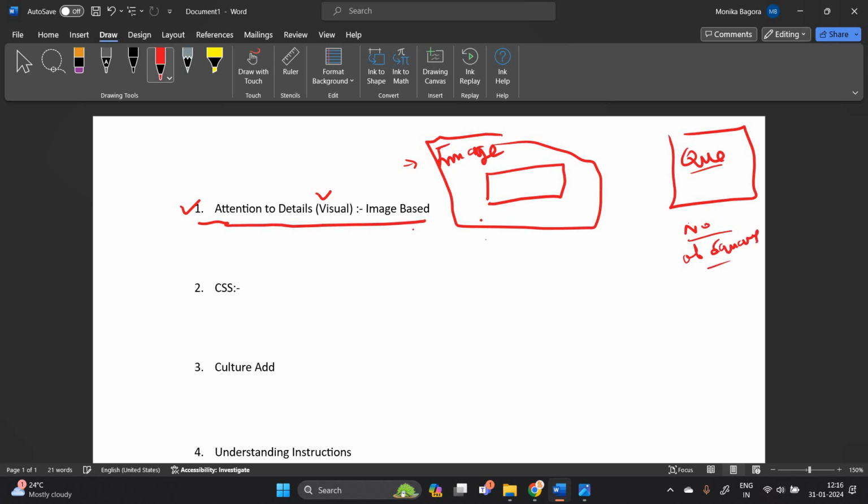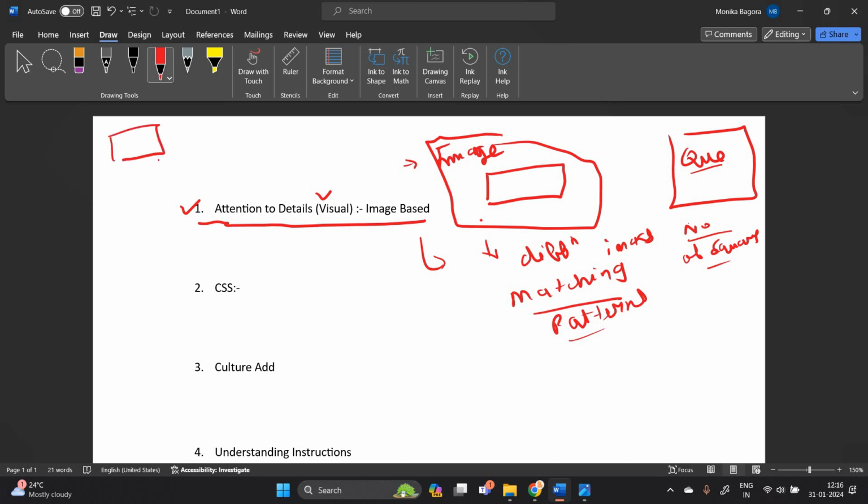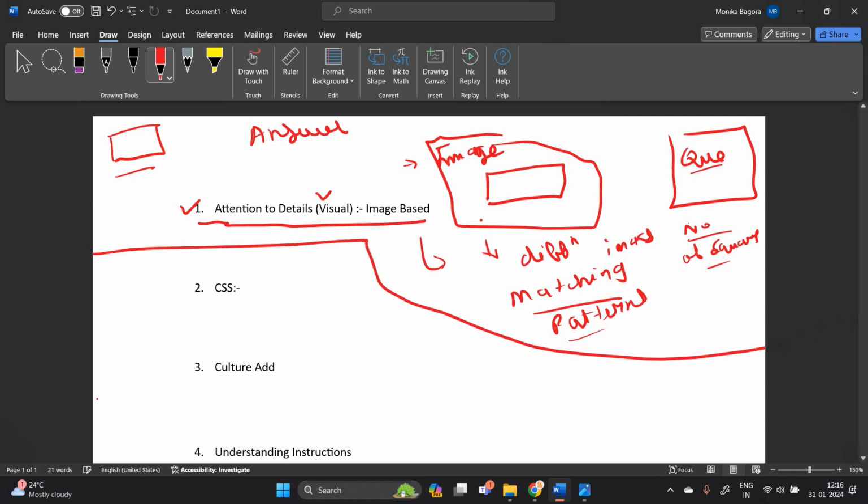So the questions will be like finding differences in images, matching identical images, and identifying patterns. They will give one image and you have to answer the following question. That is related to the image based topic.